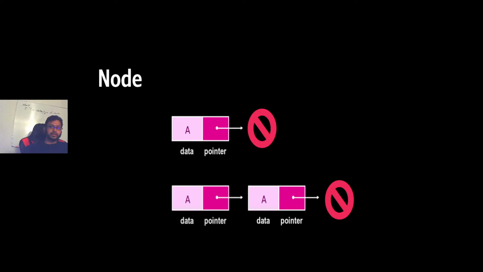A node essentially has some form of data. It could be an int, it could be an object, it could be a double, whatever your heart desires. But associated with that, you have a pointer which points to either null, as shown in the first on the top, or another node, which is shown at the bottom. So you can have a class called a node with two variables in it, the data and the pointer, which points to null or another node.